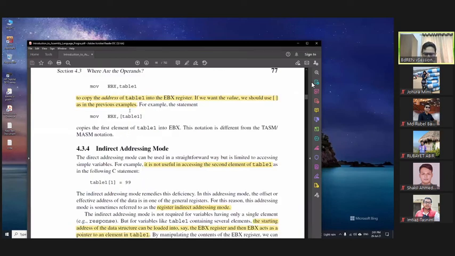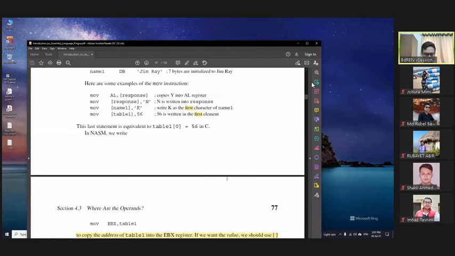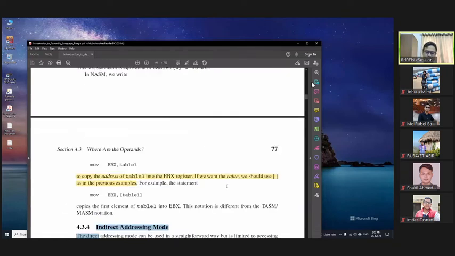Previously, we could not access the second or third position. Here, we can solve that problem. How do we solve the problem?